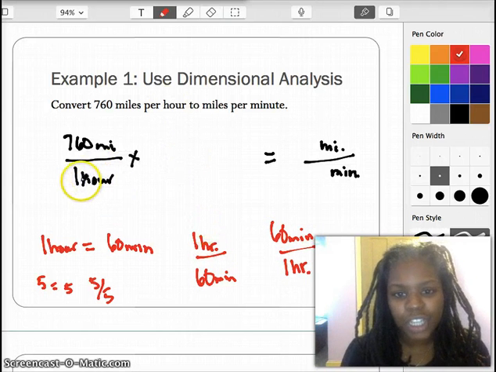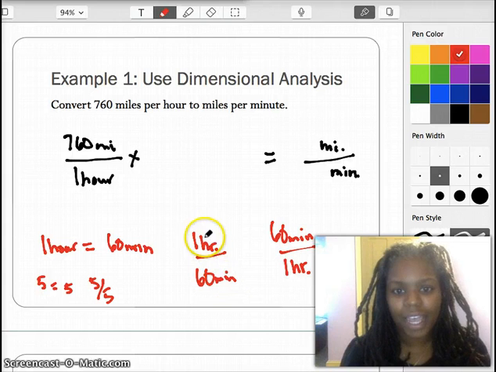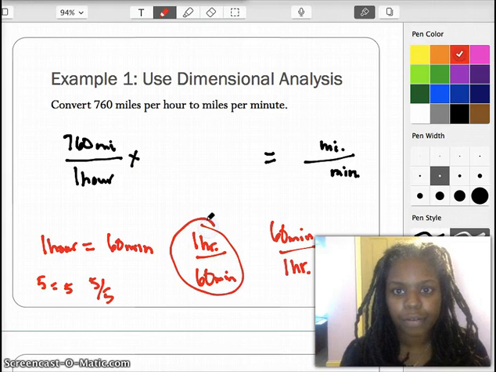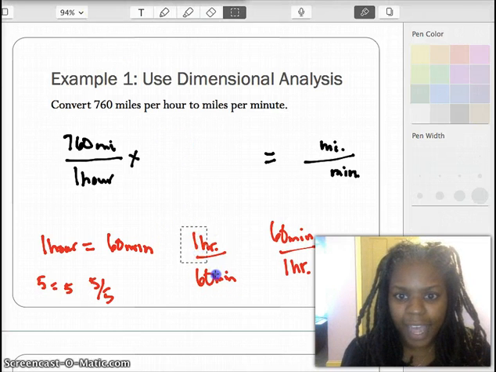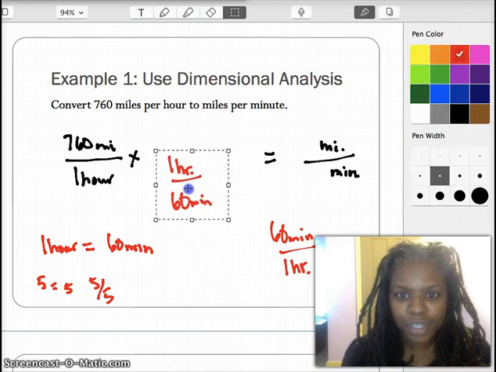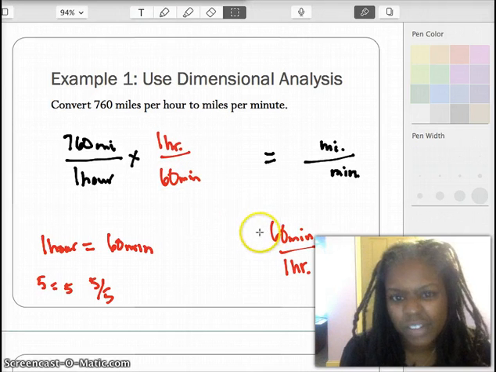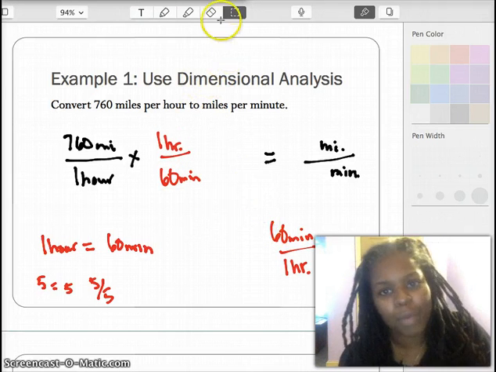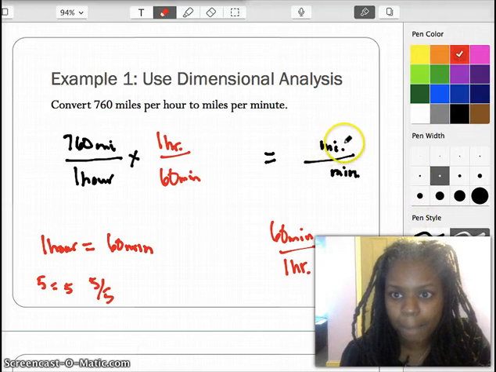So I want to change these hours into minutes. And in order to do that, I need minutes on the bottom, and I need to get rid of my hours. So I'm going to use this one here to multiply my current situation. I'm going to just slide it up there. This is the one I want. Remember, this is just a fancy number 1, but I am going to use my fancy number 1 to get what I want. And what I want is miles per minute.